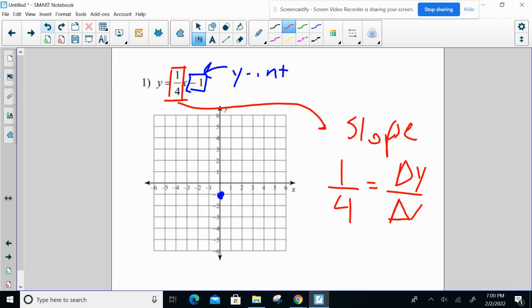So when it's in fraction form, it already tells us 1 is my change in y. I'm going to go up 1. I'm going to go over 4. 1, 2, 3, 4. I'm going to plot a point. Really, that's all you need. You need to connect those 2 points for sure.